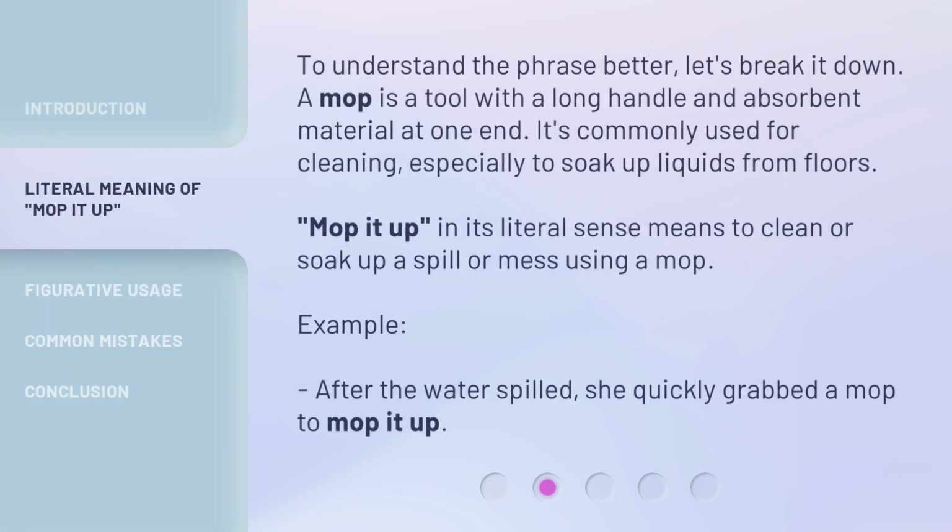To understand the phrase better, let's break it down. A mop is a tool with a long handle and absorbent material at one end. It's commonly used for cleaning, especially to soak up liquids from floors. "Mop it up," in its literal sense, means to clean or soak up a spill or mess using a mop. Example: after the water spilled, she quickly grabbed a mop to mop it up.